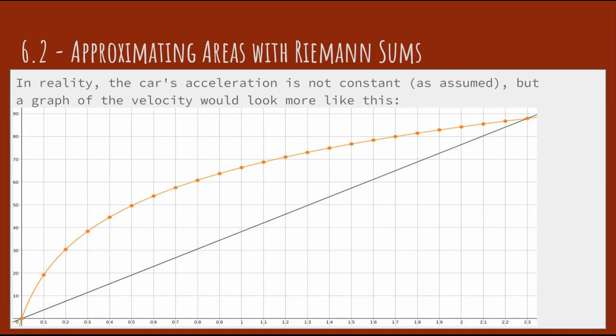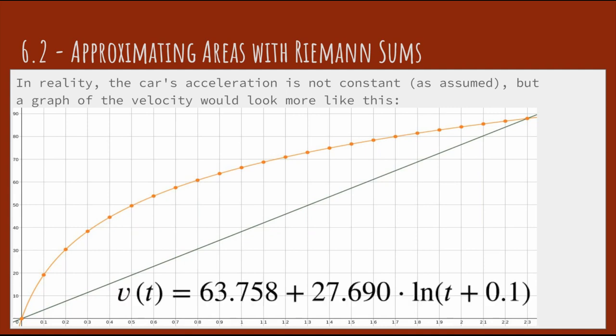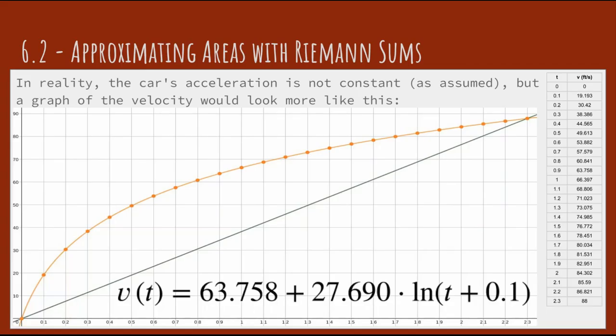So this is an electric motor. Combustion engines look a little bit different, but it's going to accelerate faster at first, and then it's going to kind of taper off. So in this case, if we model this, and this is a model here, we get a function that is a little bit messier, quite a bit messier actually, and we can look at a table of values just like we did before.